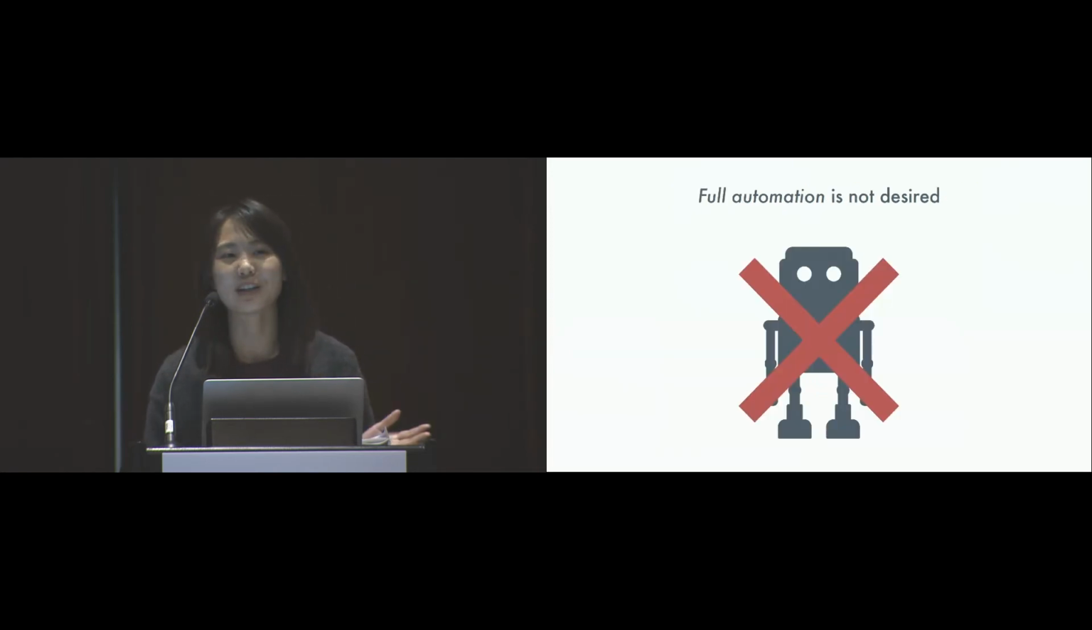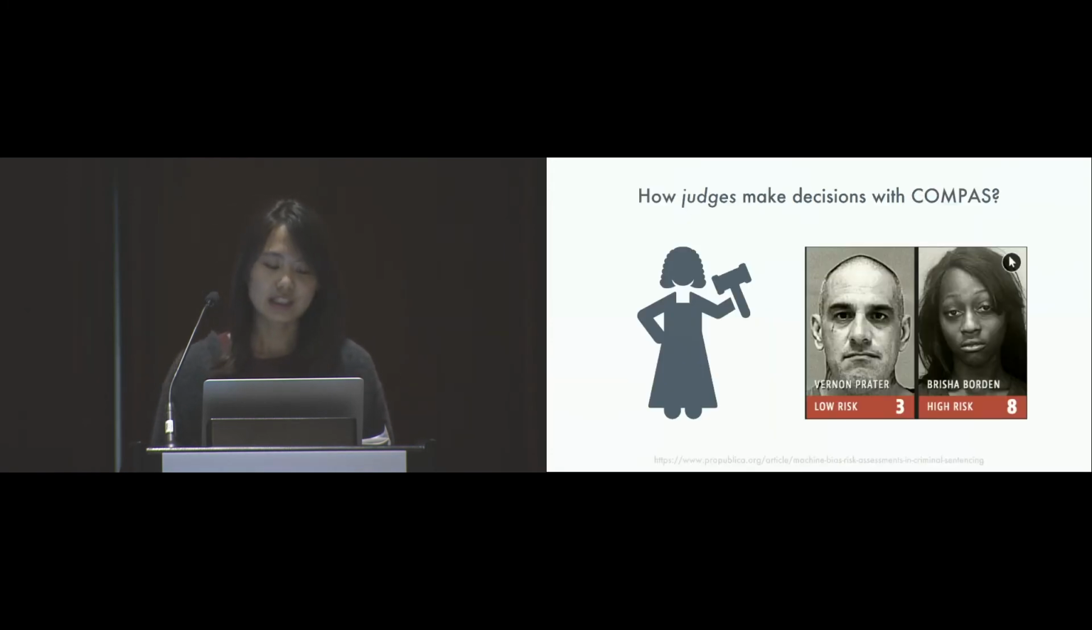So given all we have talked about, we know that full automation is not desired. A natural question to consider is how judges make decisions with COMPAS. And also, what can we add to make the predictions more interpretable to humans? For example, the COMPAS tool only provides a risk score. But what if we were to add explanations to the predictions? Would it be more interpretable to humans then?